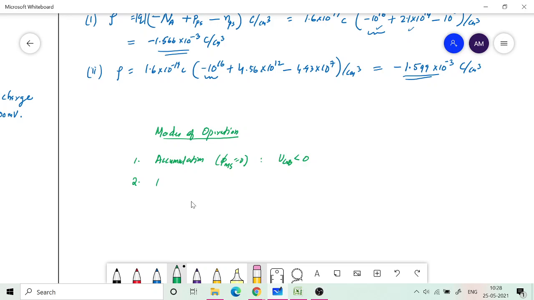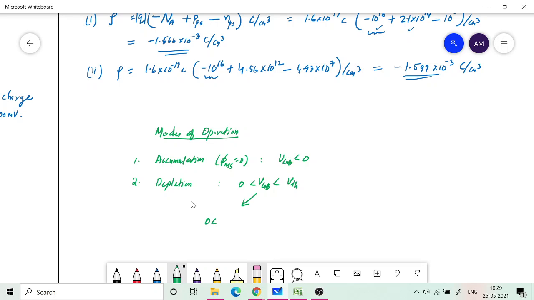Second is depletion. So depletion mode, we have basically VGB between 0 and VTH. Now this you can split into two.